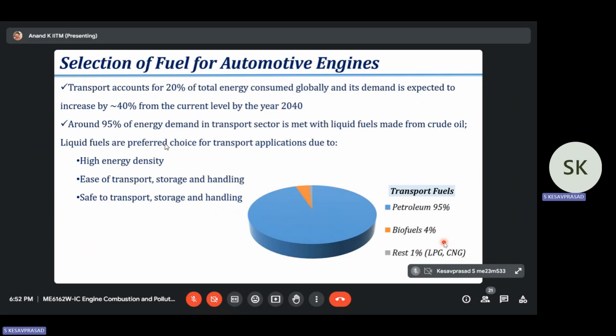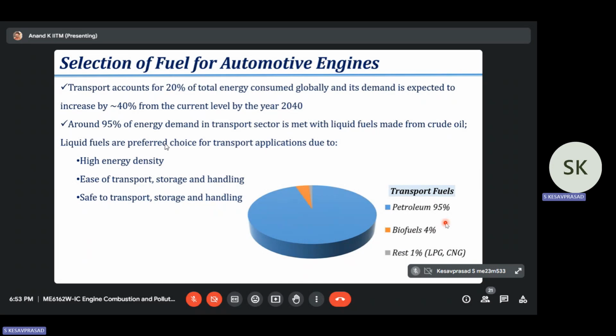They are the primary gaseous fuels that are being used. Its share is only 1% of the total fuel demand for the transport sector. 99% is with liquid fuel. We cannot use solid fuel for transport applications. IC engines are not designed to handle solid fuel. You have only two options, liquid and gaseous fuel.